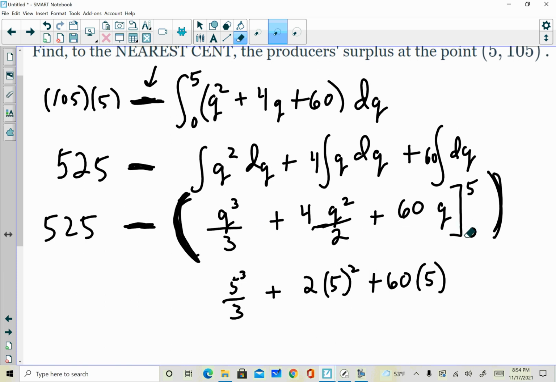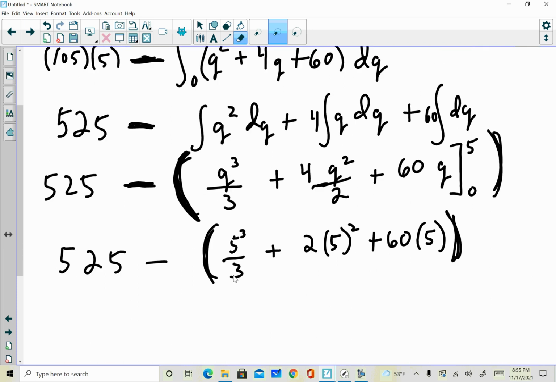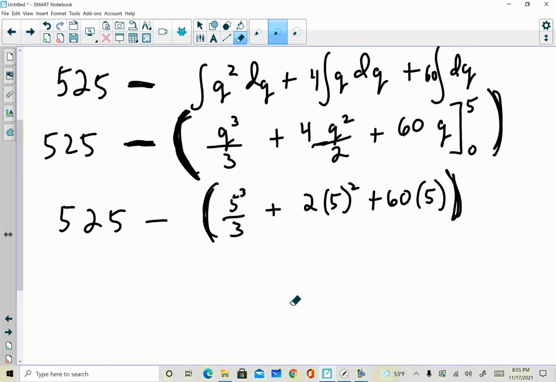Each of these terms will be 0 when q is 0. 0 plus 0 plus 0. So it's really all of this minus 0. So 525 minus whatever number that comes out to be. 5 to the third, 5 times 5 times 5 is 125. That's 125 over 3 plus 25 times 2 is 50 plus 60 times 5 is 300.